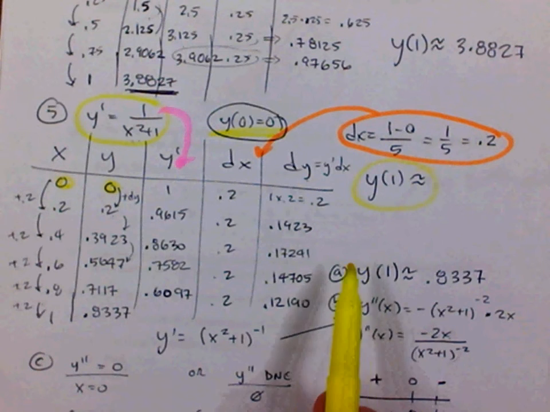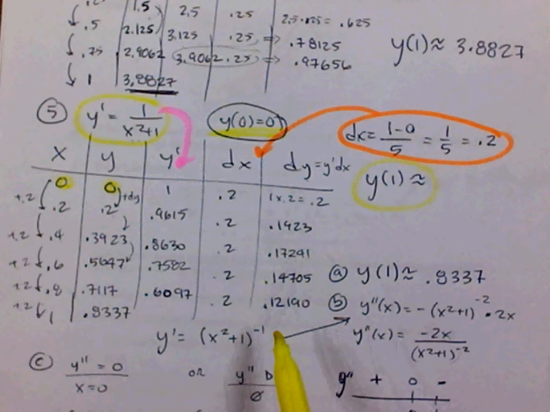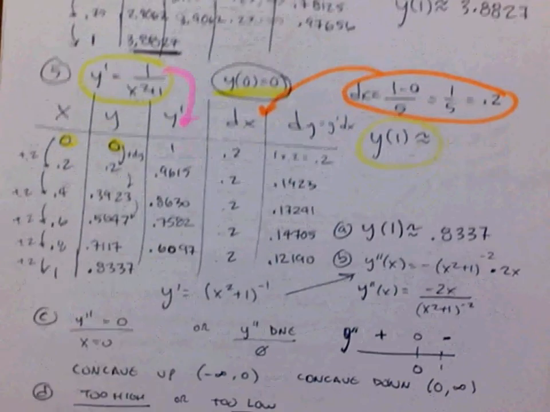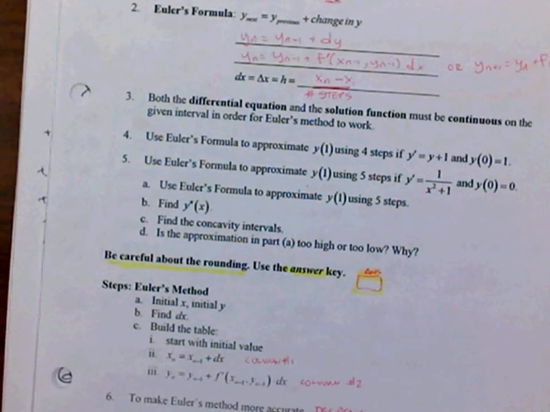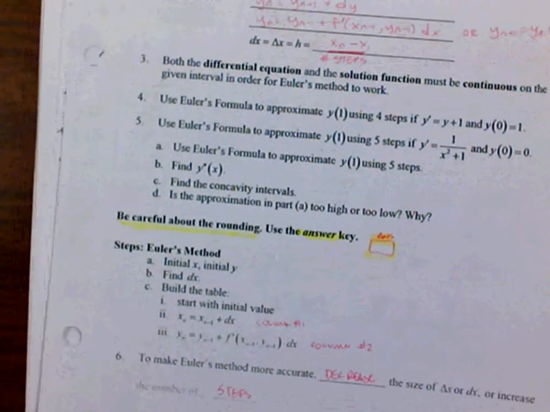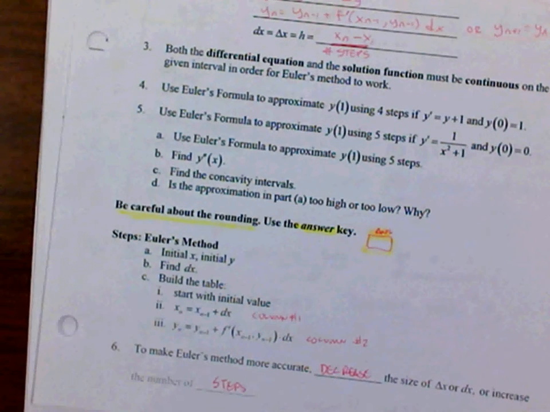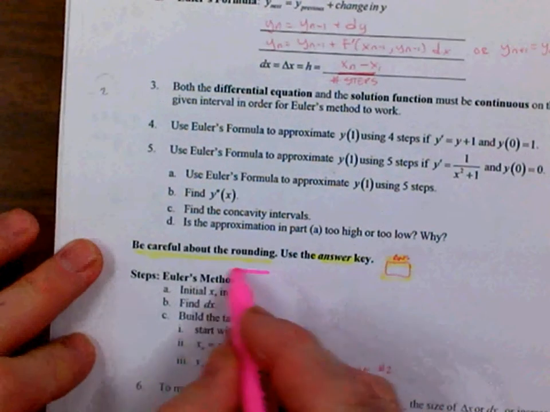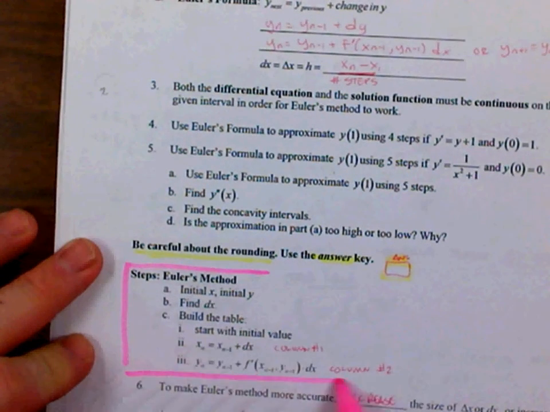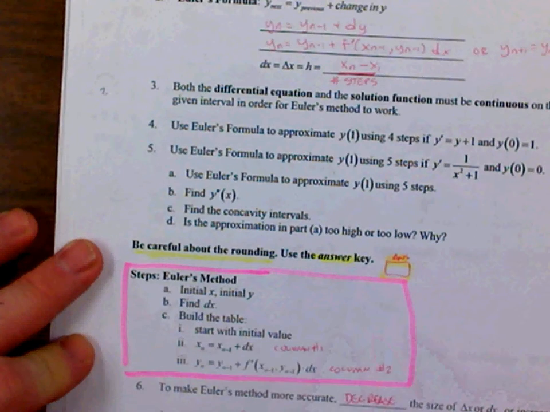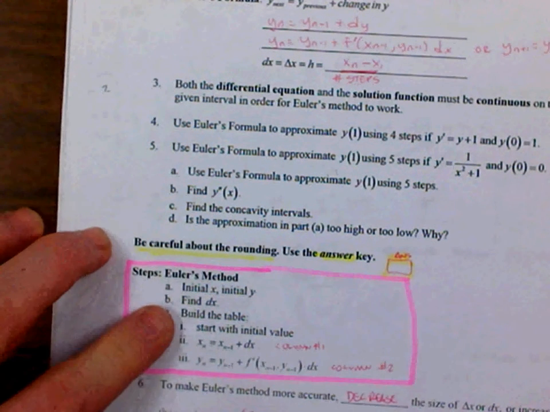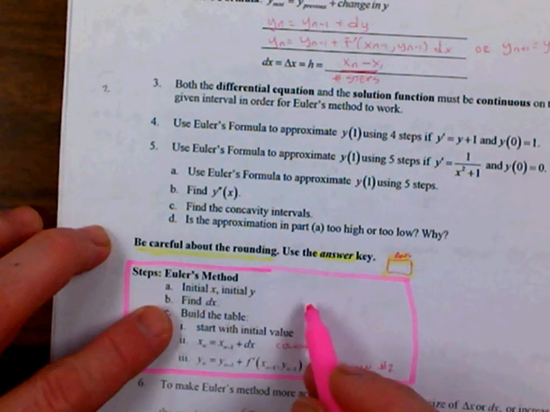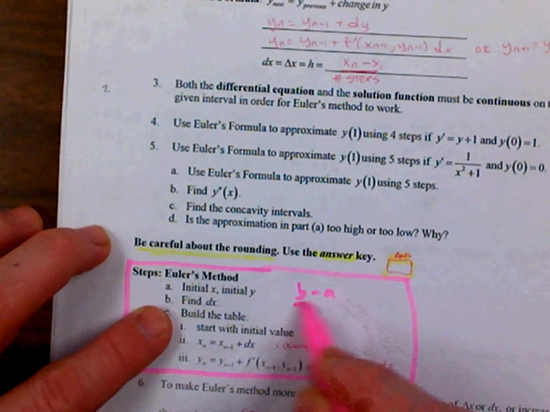Storing values and saving values and using that answer key is going to save you a lot of trouble and will get you closer to where you need to be. To finish our notes, you'll see what we've done is summarized here in the steps of Euler's method. Use your initial values, find dx. Remember, that was simply that calculation of b minus a divided by the number of steps.